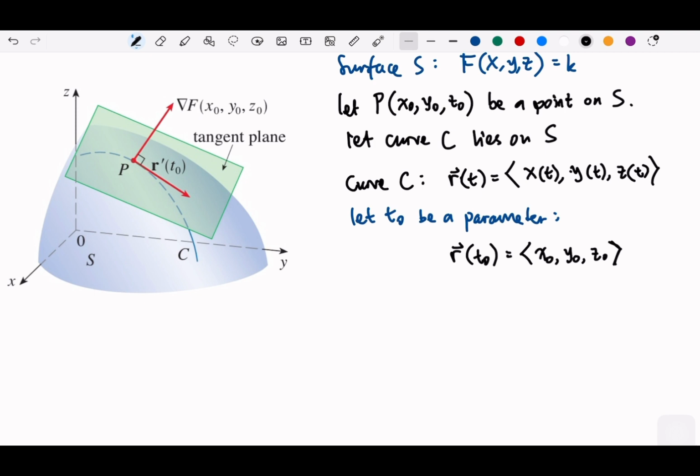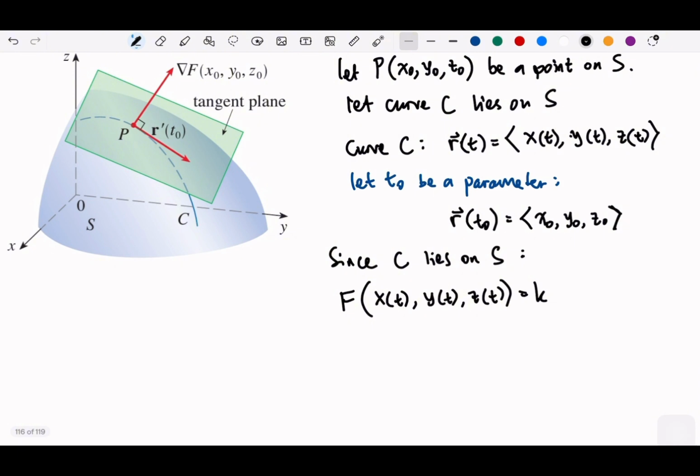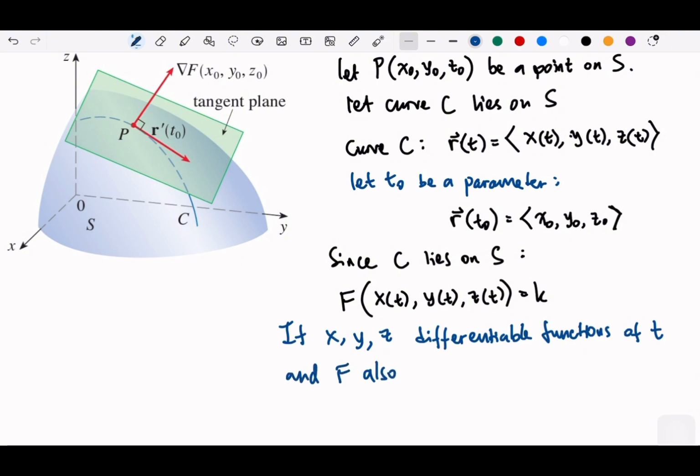So since the curve C lies on S, then F should satisfy this level surface. If x, y, z are differentiable functions of t and f is also differentiable.